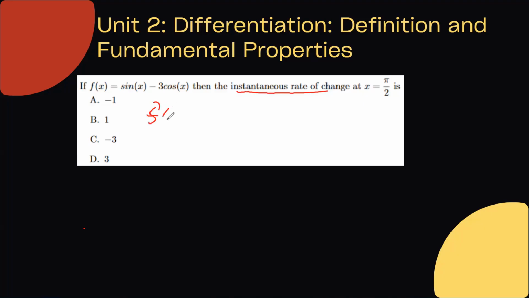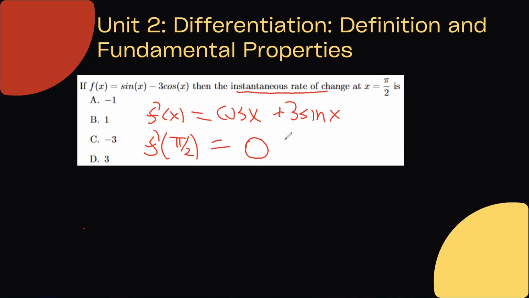So we'll take the derivative and then plug in pi over 2. So f prime is cosine x plus 3 sine x. Derivative of cosine is negative sine. If we plug in pi over 2, cosine of pi over 2 is 0. Sine of pi over 2 is 1, so times the 3 gives us 3.